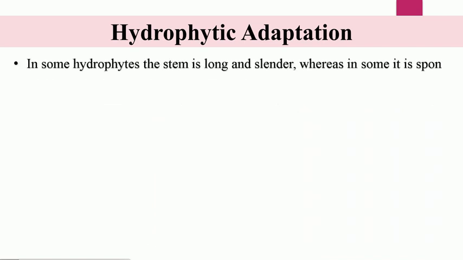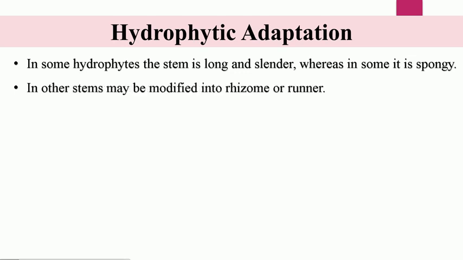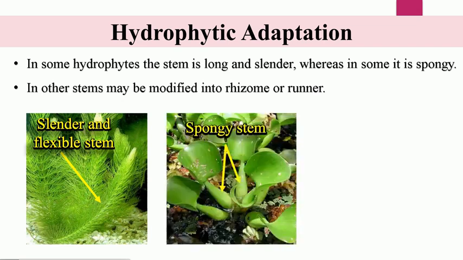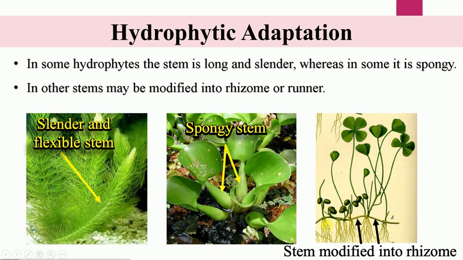In some hydrophytes, the stem is long and slender, whereas in some it may be spongy. In others, the stem may be modified into rhizome or runner. For example, in the case of Ceratophyllum, the stem is slender and flexible, whereas in the case of Eichhornia, the stem is spongy. You can see the bulkier stem which encloses a mass of air spaces inside it. Marsilea, whose stem is modified into a rhizome, and it also helps in reproduction.